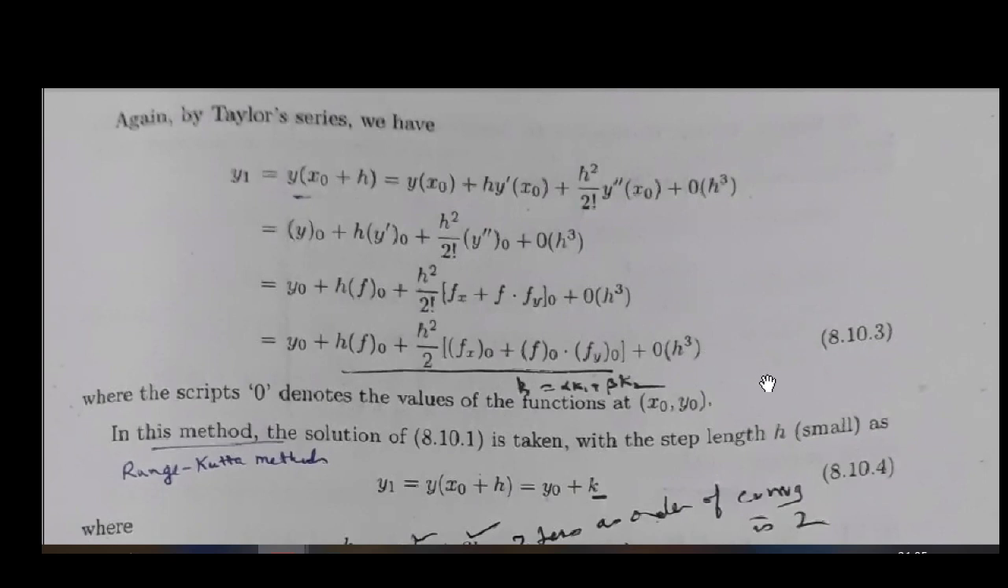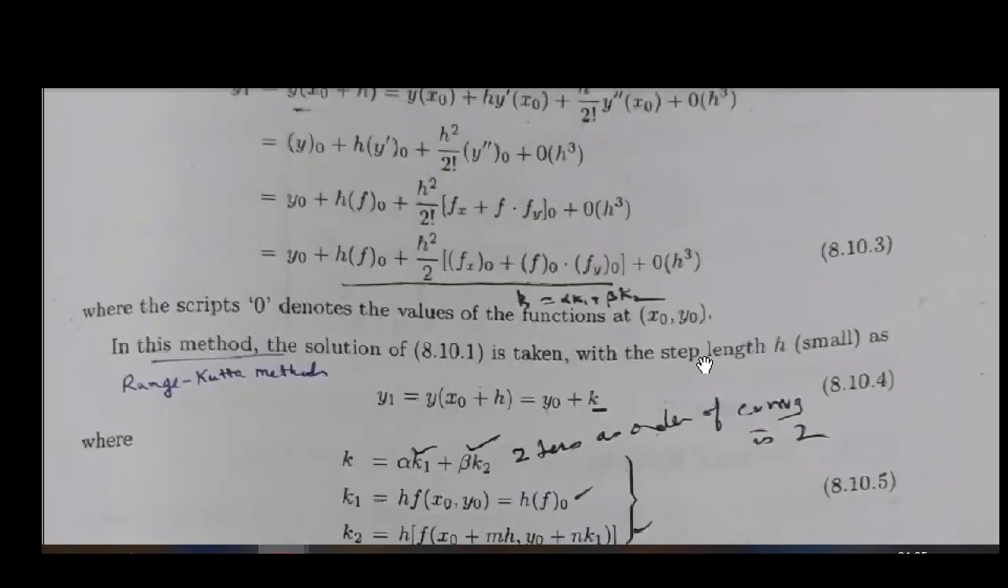Now let us come to the method which we are going to discuss, the Runge-Kutta method. What we are planning here: y1 I can write like this. The Runge-Kutta method says, let us write y1 equal to y0 plus k. Obviously, if you are trying to find y1, then I will use just the previous value plus k.